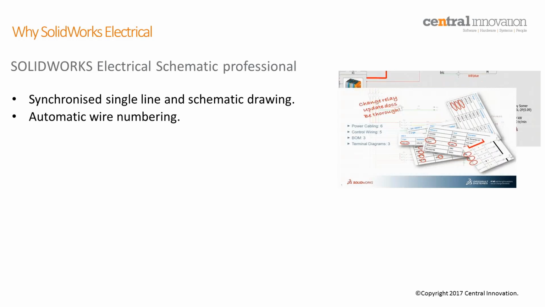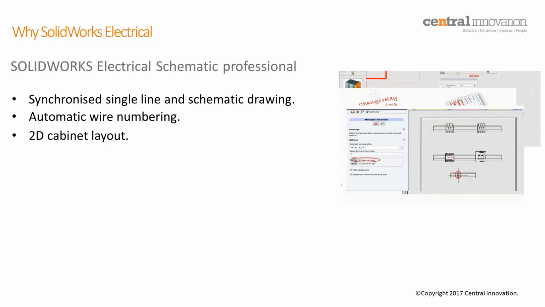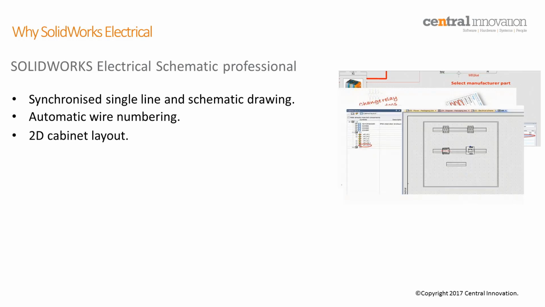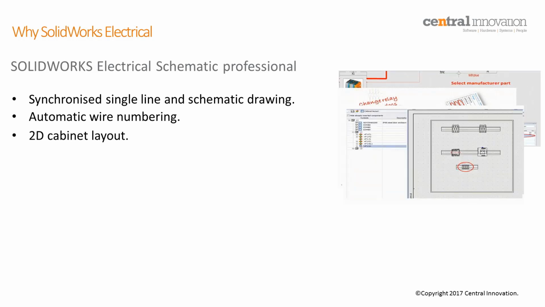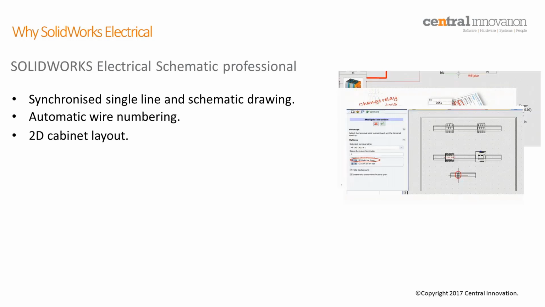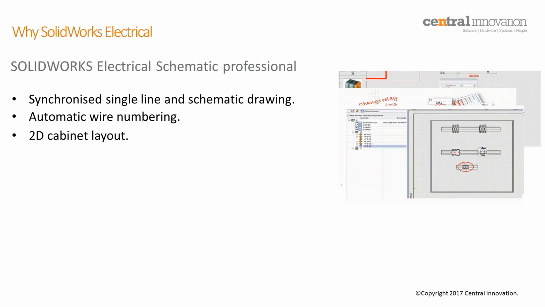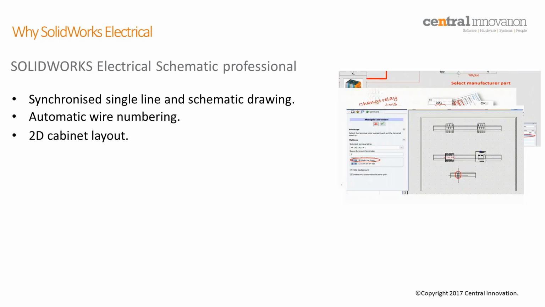Automatic wire numbering. Click on one button and all the wires in your schematic drawing are numbered automatically. 2D cabinet layout. Even before you pass on the information to the 3D mechanical CAD engineers, you can have a layout of how your cabinet looks, and you can ask your 3D engineers to work on the same layout, or you can use the same 2D layout to wire or to change the order of the wires.